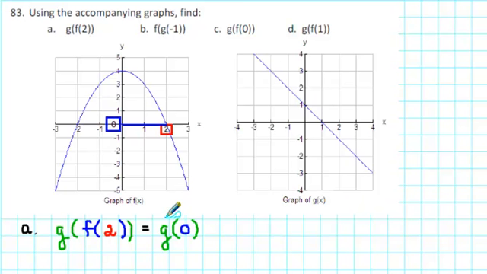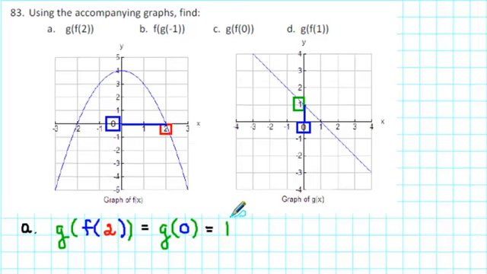Now we evaluate g of 0. We'll need to use the graph of g of x. And the 0, which was an output for f, will become an input for g. A vertical line at x equal to 0 intersects the graph of g at the point (0, 1). Therefore, g of 0 is equal to 1. It follows that g of f of 2 is equal to 1.